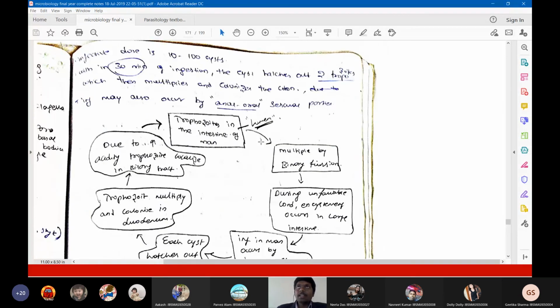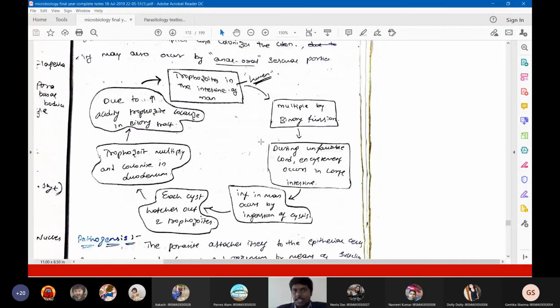Then coming to the life cycle, it is very straightforward. The patient will ingest the trophozoites. It can be either trophozoites or cysts. The trophozoites or cysts will enter the lumen of the intestine. Then in the lumen, the trophozoites will undergo binary fission. That means multiplication of the protozoa will happen. So there will be many Giardia lamblia in the small intestine.